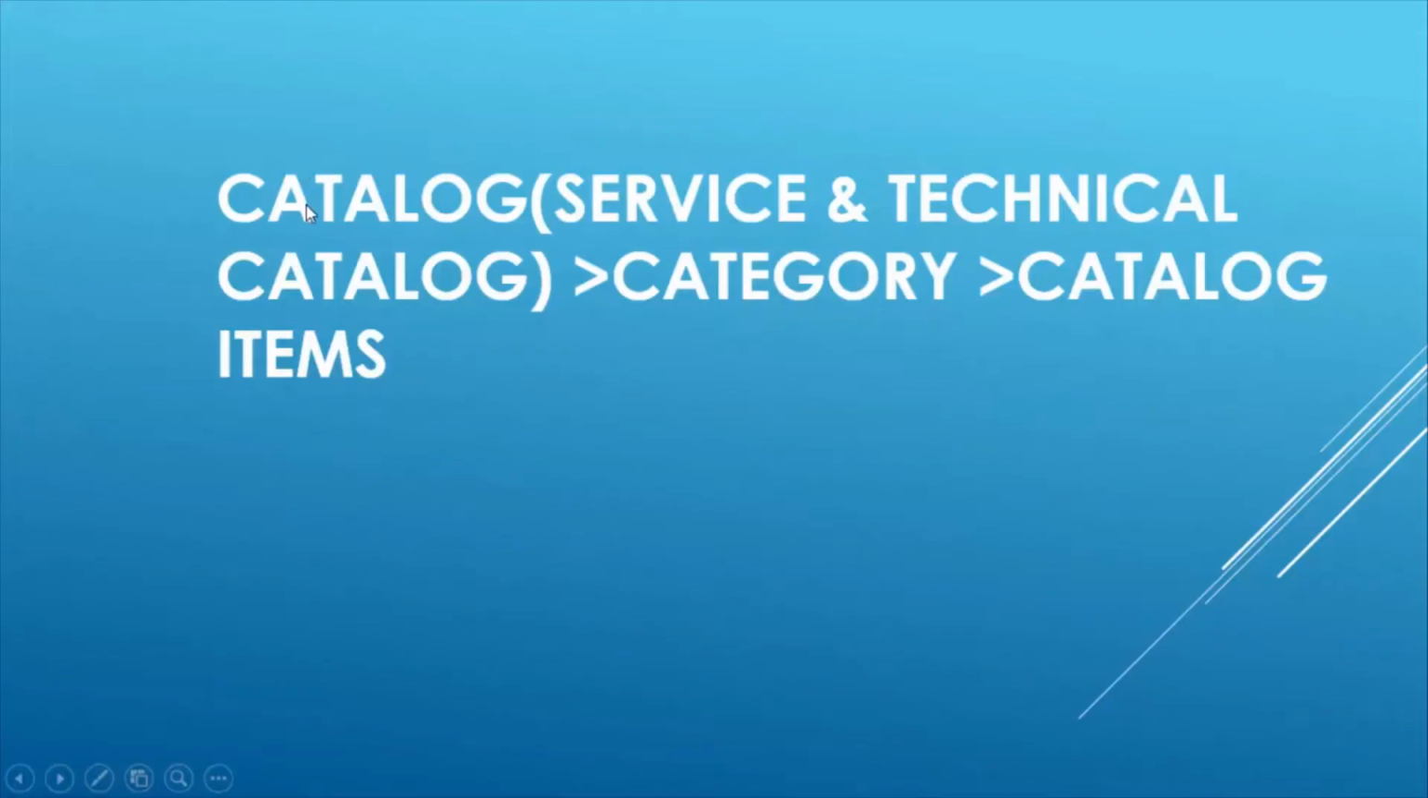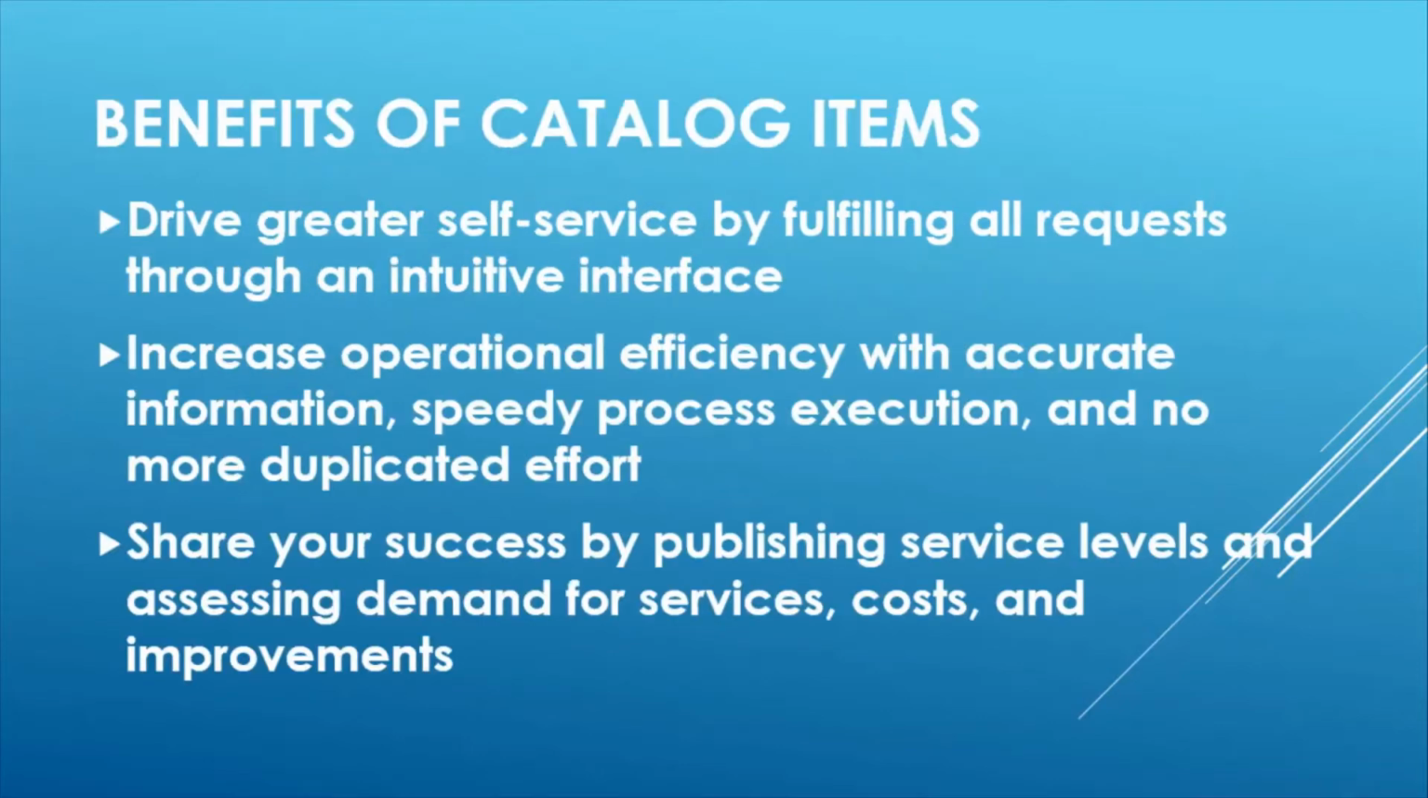Yes, so we have already understood this, how catalog items work. So mainly we have two types of catalogs in ServiceNow: service catalogs as well as technical catalogs. And in service catalog we define the various categories, and catalog items are associated with the categories. So there can be multiple catalog items in one category, and there can be multiple categories in one of the catalogs. I hope you are quite clear about this.